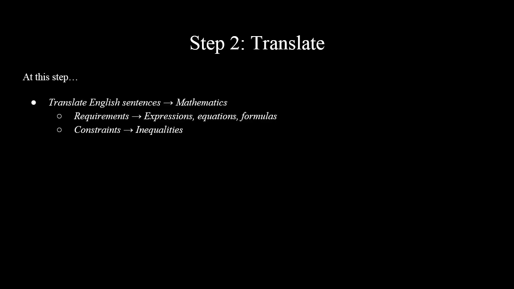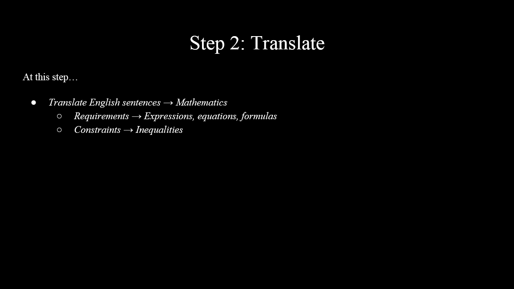So now we need to translate. What exactly are we doing at this step? Well, we're translating English sentences into the language of mathematics, which means we're taking our requirements and turning them into expressions, equations, and formulas, and we're taking our constraints and turning them into inequalities. We do not have any constraints in this problem, so we will not have any inequalities, but it is worth pointing out and thinking about. So we are going to take those sentences from a problem and turn them into math.